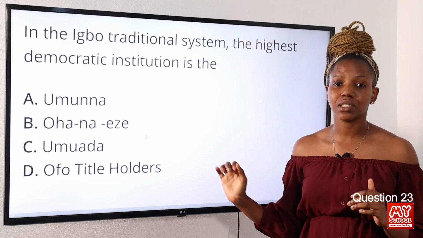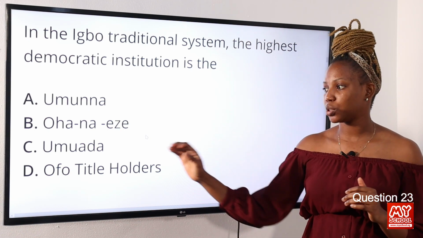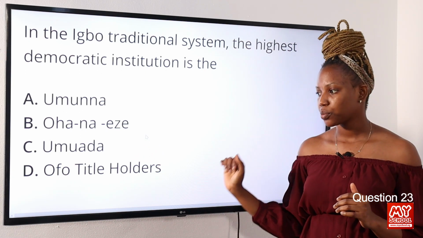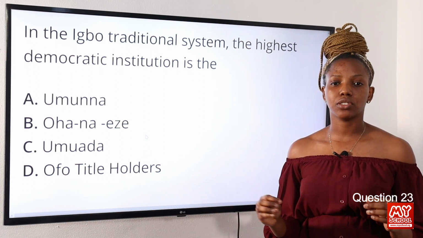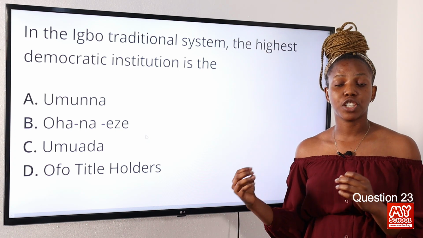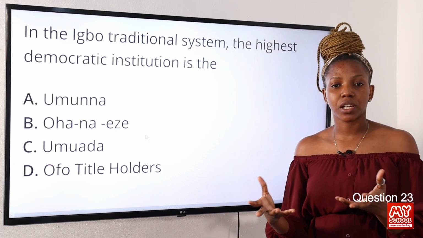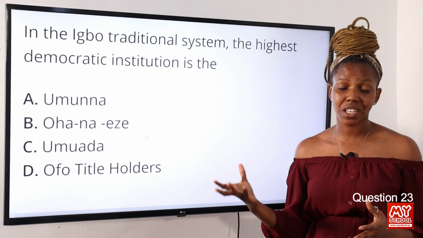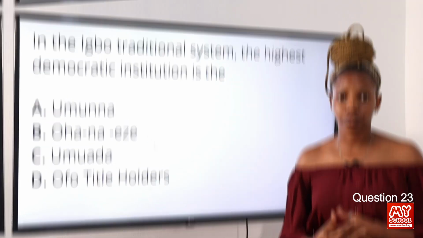Option A, however, means male members of the clan. Option C means female members of the clan. Title holders are the titles given to the head of each family, and these make up the council of elders. So option B is the correct answer to this question.